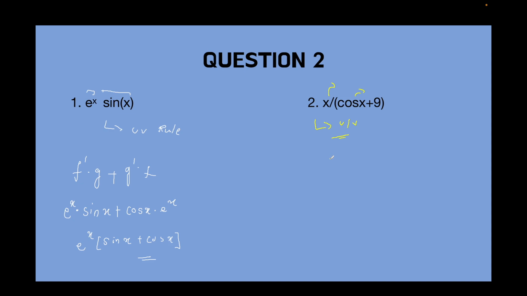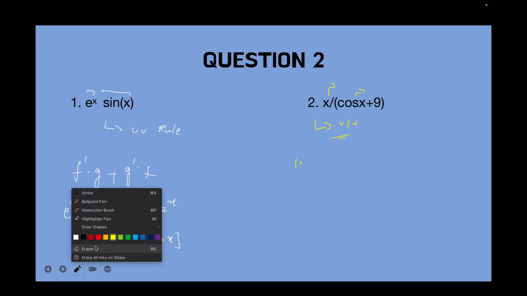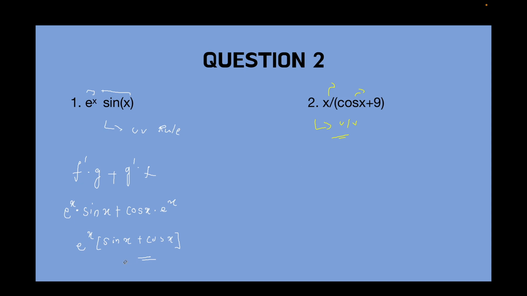First, I will differentiate the first function. So differentiate the numerator. Differentiation of x is 1. You know what? I'll write the formula. See, what is it? I will differentiate the first function, keep the second function as it is, minus, differentiate the second function, keep the first function as it is, whole divided by the second function whole square.